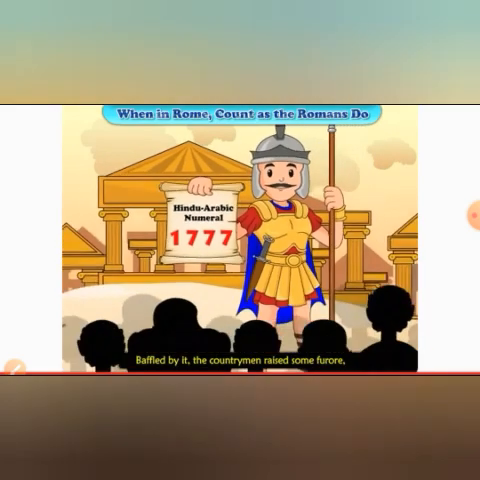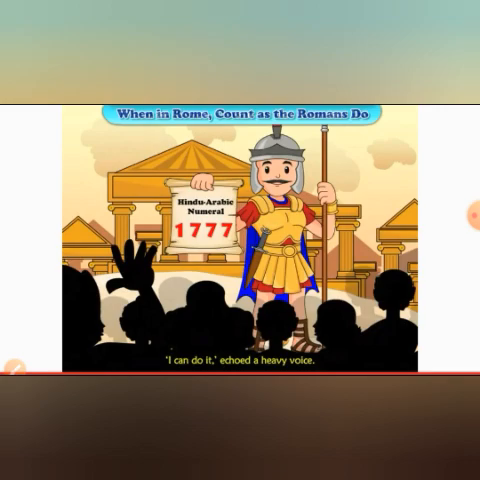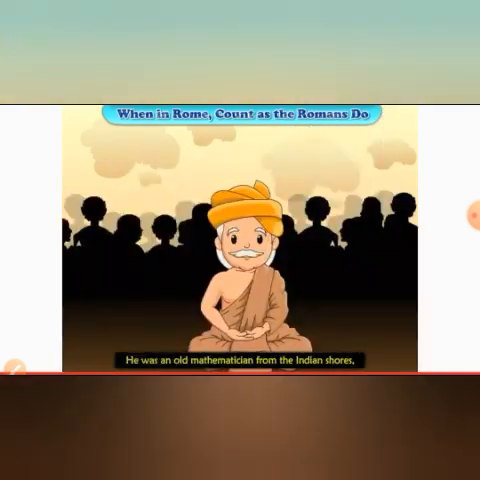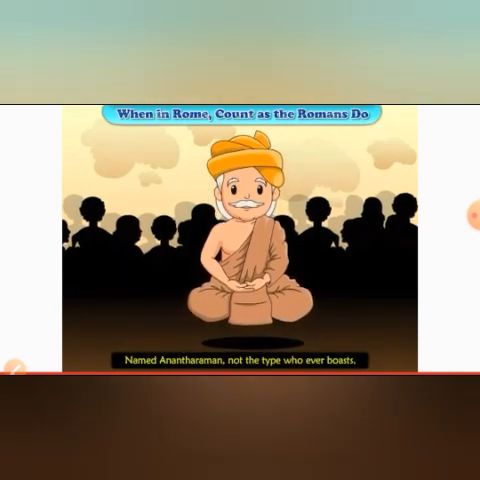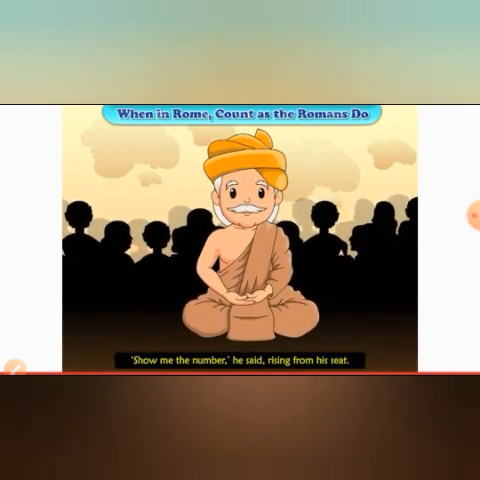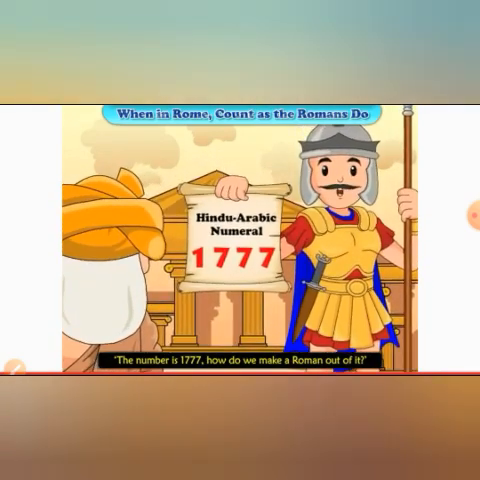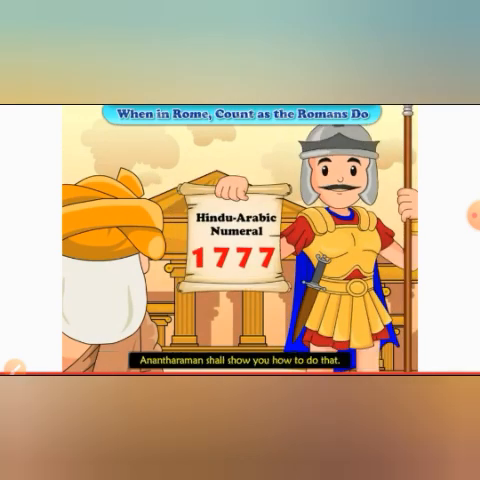Baffled by it, the countrymen raised some furore. They had never seen something like that before. I can do it, echoed a heavy voice, surprising the crowd and hushing all noise. He was an old mathematician from Indian shores named Anantharaman, not the type who ever boasts. Show me the number, he said, rising from his seat. The number is 1777. How do we make a Roman out of it? Anantharaman will show you how to do that.